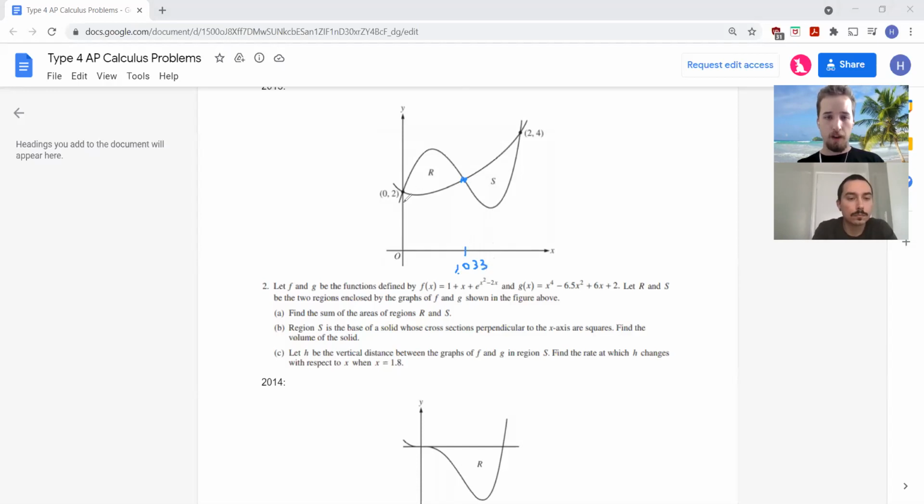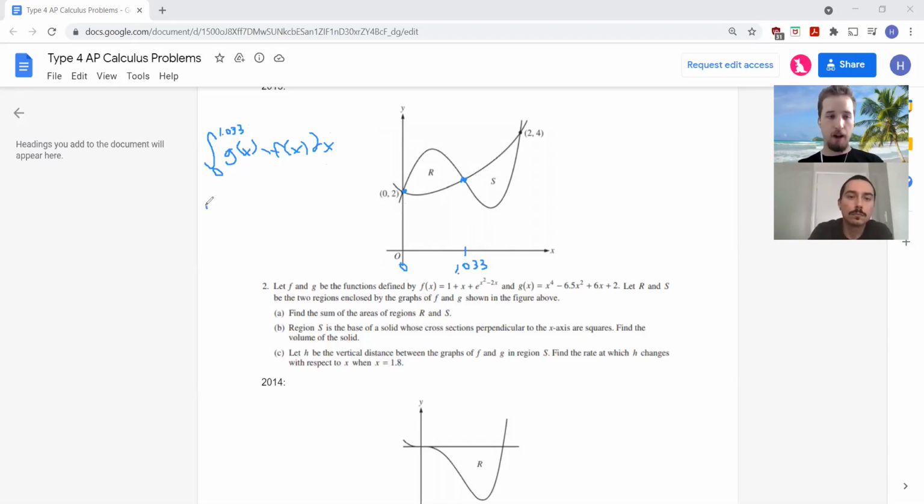And so the first integral for A, because we want to find the sum of regions R and S, g is the top function. So we do g of x minus f of x. And we're going from 0 to 1.033. And again, this 1.033 you get from putting both graphs in the calculator, and it will show this intersection.